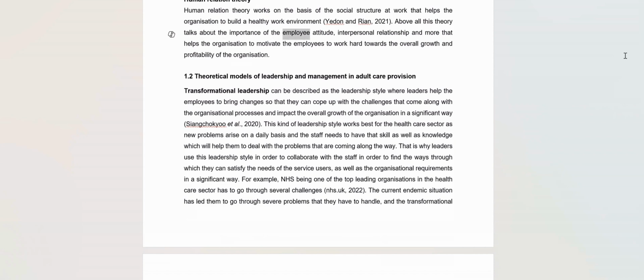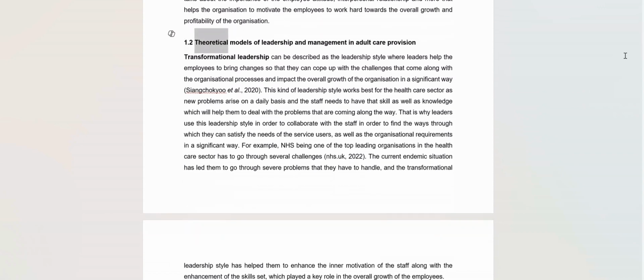Interpersonal relationship, and more that helps the organization to motivate the employees to work hard towards the overall growth and profitability of the organization. 1.2 Theoretical models of leadership and management in adult care provision.